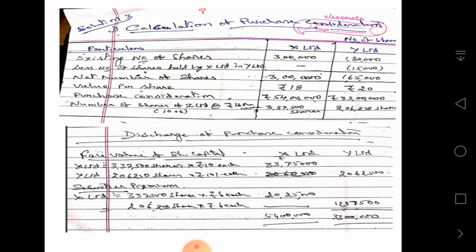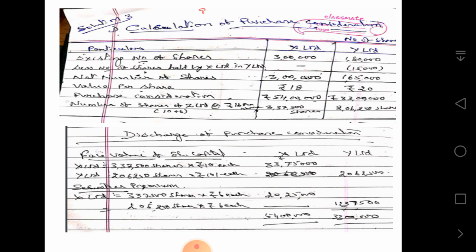Number of shares of Z Limited at 16 rupees per share, 10 rupees of face value plus 6 rupees of premium. So 54 lakhs divided by 16 comes to 3,37,500 shares. Here 33 lakhs divided by 16 comes to 2,06,250 shares.